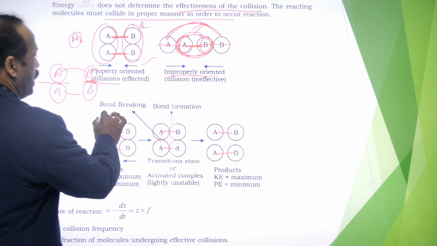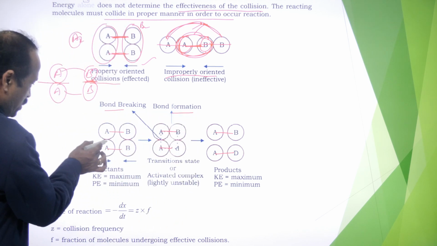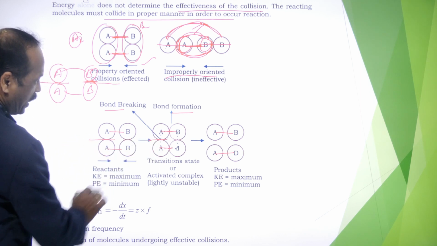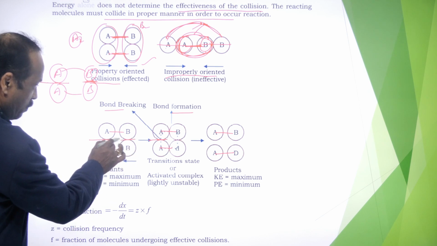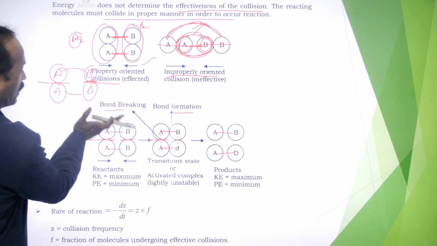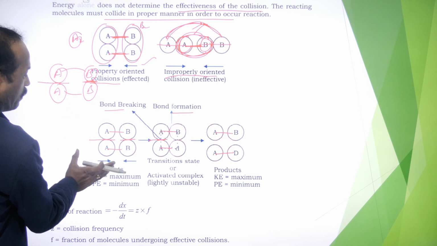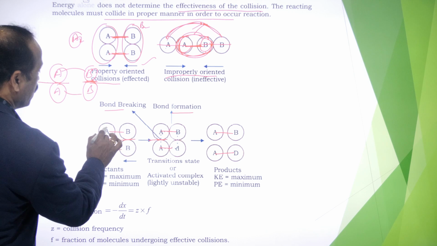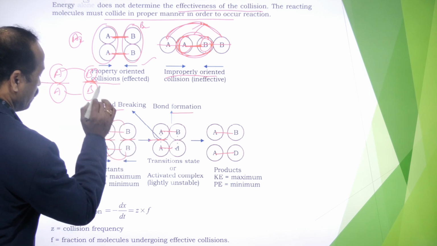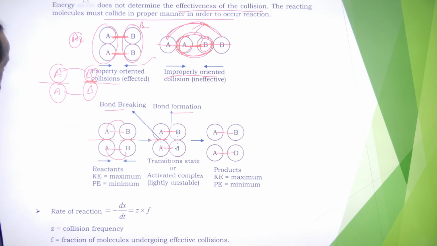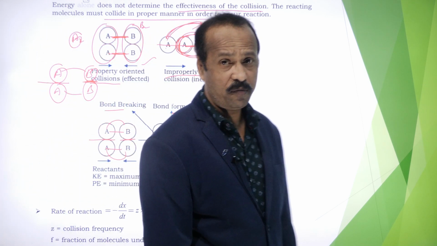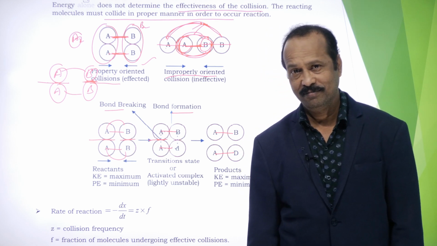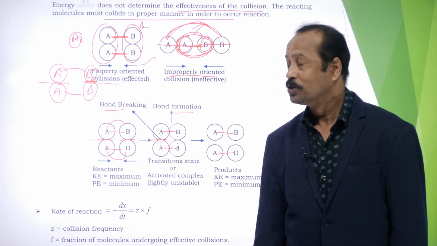So, here there is bond breaking and bond formation. First, the bond breaks between these two. Here also the bond will break. So this becomes individual, A gets separated. B gets separated. Now, after separating, this A combines with B, and this A combines with B. So this is the formation of the effective collision. Clear? Any doubt? This is simple, no?